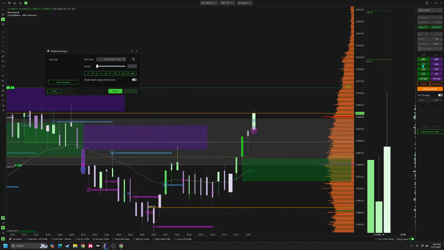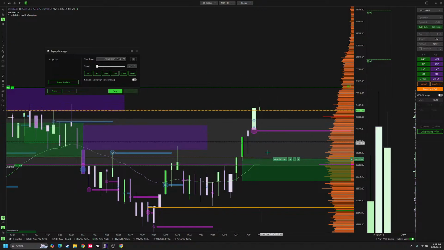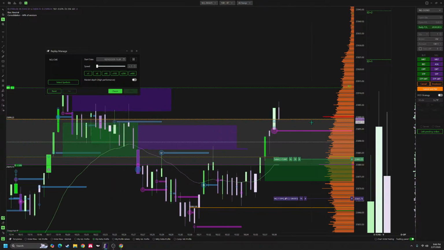Ooh, speed of tape flying. I think we're on 8x speed though. That's not what we want. We don't want that. Limit buy right here. So we want to get in down there if we're going to get in. But I do anticipate us possibly breaking that range or maybe a fake out. So we're still keeping our eye on shorts as well.